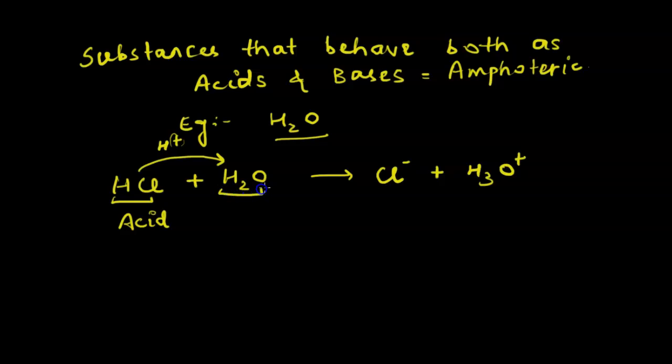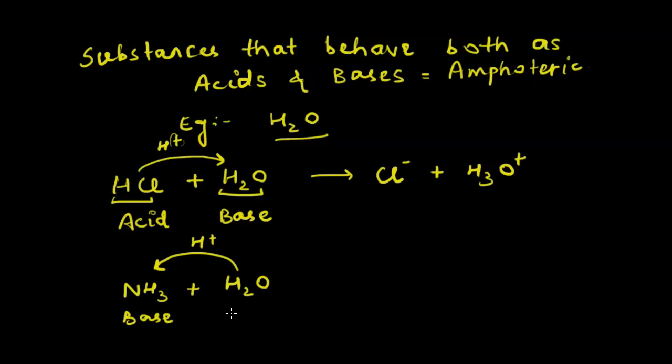Therefore, in this case, water is gaining H+ ion, and the definition according to Bronsted-Lowry is that any substance that gains H+ ion is called a base. So water will be called a base. And if water comes with ammonia, then ammonia takes H+ ion from water. Therefore, ammonia is going to be called a base.